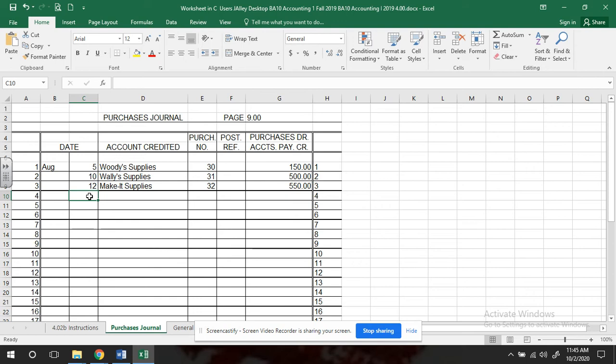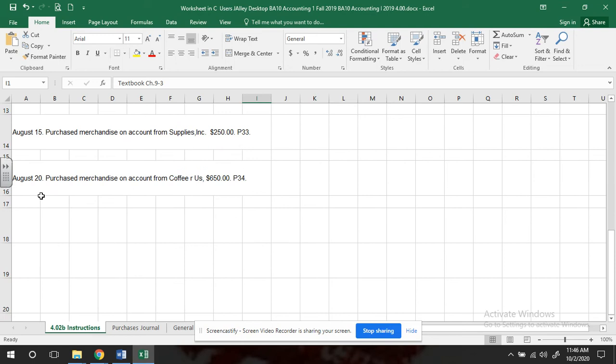Now it's adding up. What we owe people is adding up. But you can't sell merchandise unless you have it. So these companies have been good enough to give us a loan till the end of the month or a 30-day loan to pay these things off. And we will take our revenue, what we sell, to help pay for this. So the next is after the 12th. We have on the 15th, purchase merchandise on account from Supplies Inc.